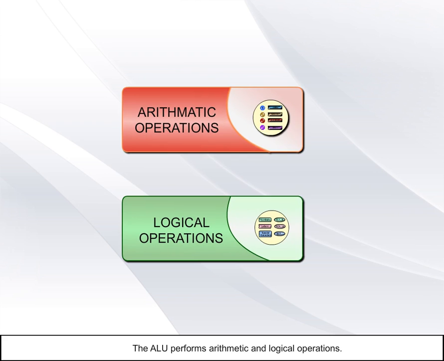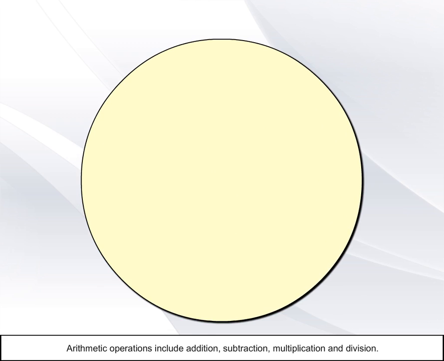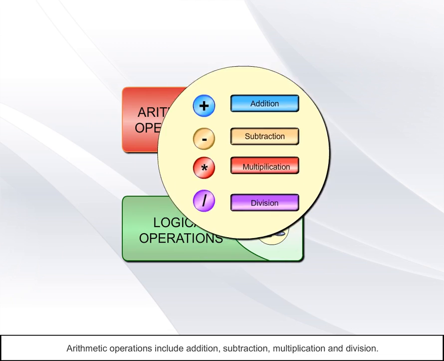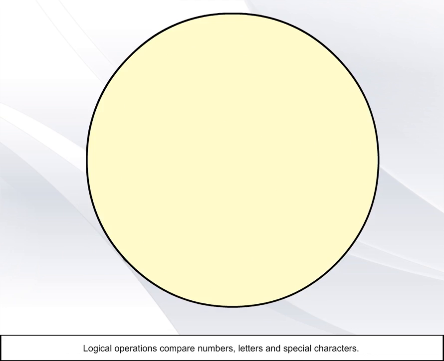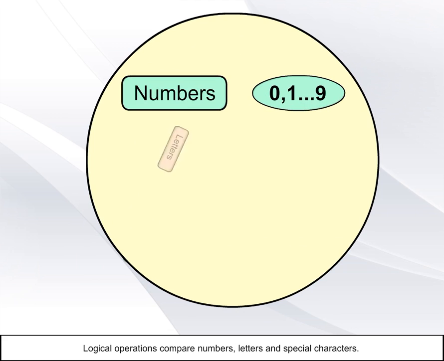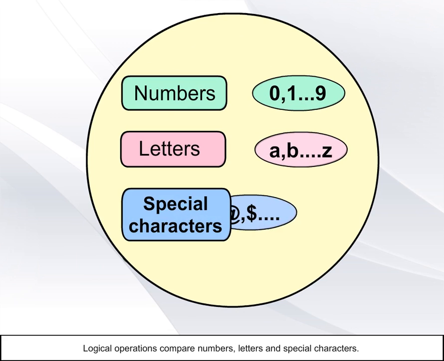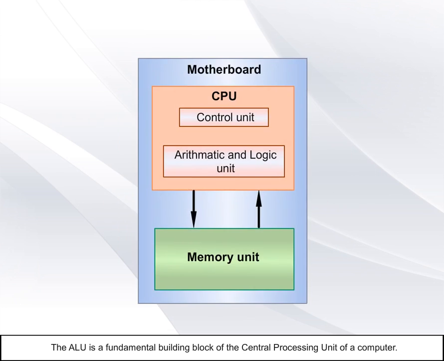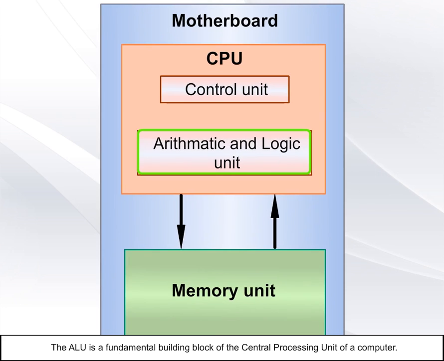The ALU performs arithmetic and logical operations. Arithmetic operations include addition, subtraction, multiplication, and division. Logical operations compare numbers, letters, and special characters. The ALU is a fundamental building block of the central processing unit of a computer.